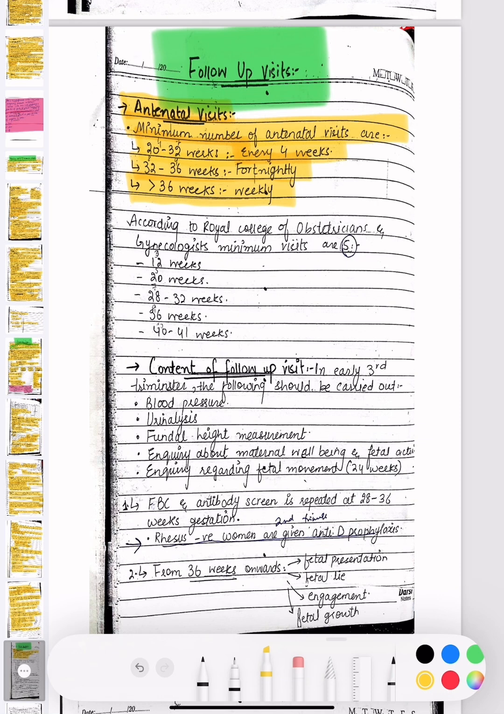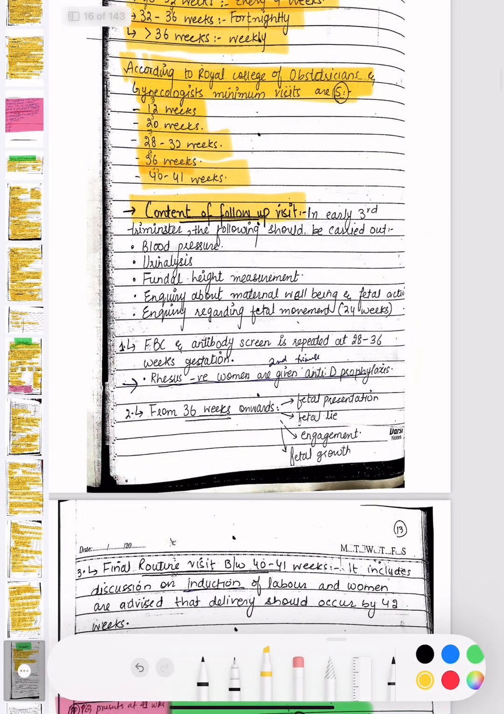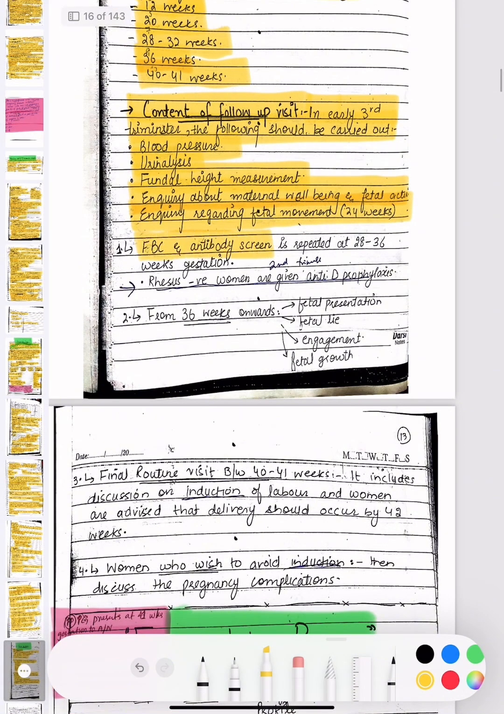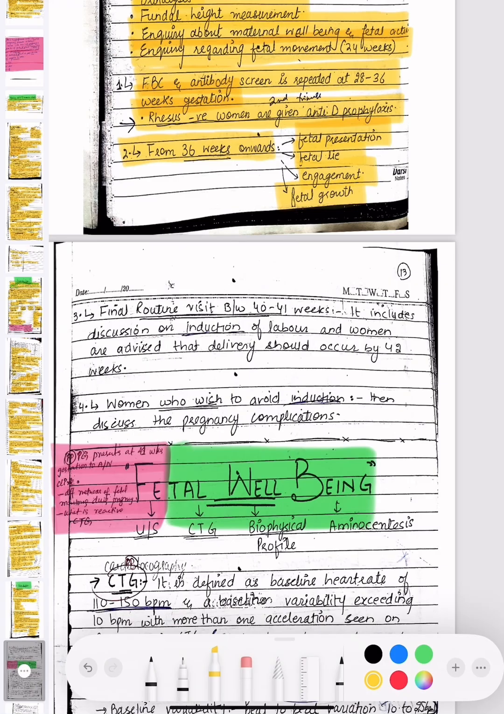According to the Royal College of Obstetricians and Gynaecologists, the minimum visits are 5: at 12 weeks, at 20 weeks, at 28 to 32 weeks, at 36 weeks, and at 40 to 41 weeks. Now the content of the follow-up visit: in the early third trimester, the following should be carried out: blood pressure, urinalysis, fundal height measurement, inquiry about maternal well-being and fetal activity, and inquiry regarding fetal movement, that is at 24 weeks. Then FBC and antibody screen are repeated at 28 to 36 weeks of gestation. Then rhesus negative women are given anti-D prophylaxis, and from 36 weeks onwards, fetal presentation, fetal lie, engagement, and fetal growth are assessed.